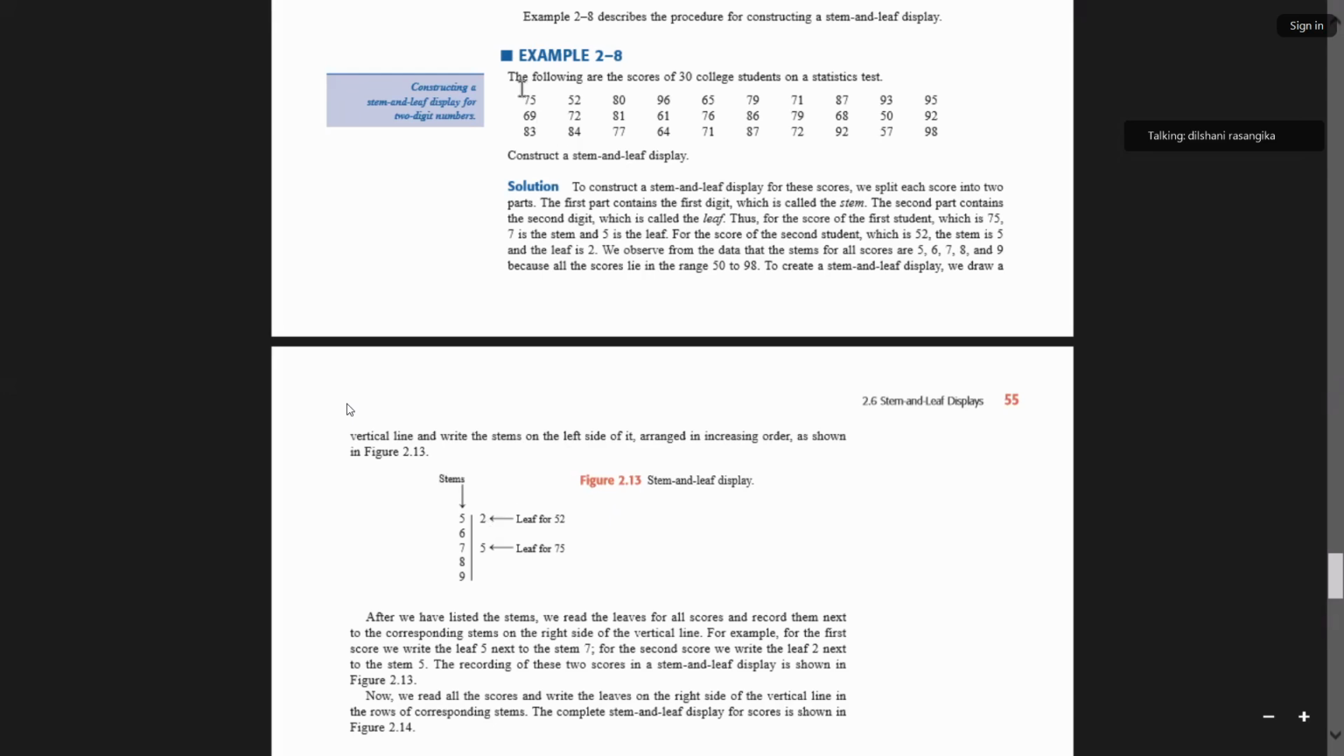So in here, what we need to do is cut 75, and in the seventh stem row, we put 5, because 5 is the ones place, first place, right? Then 69, we choose the stem 6 and we put 9 in the leaf section. Then we choose 83. Normally we cut using a pencil, right?